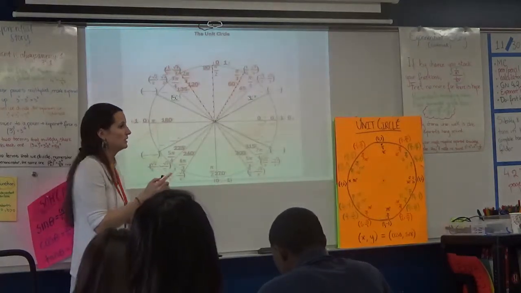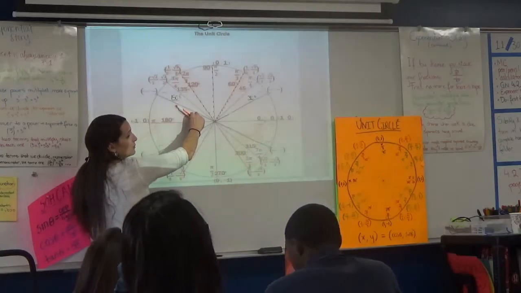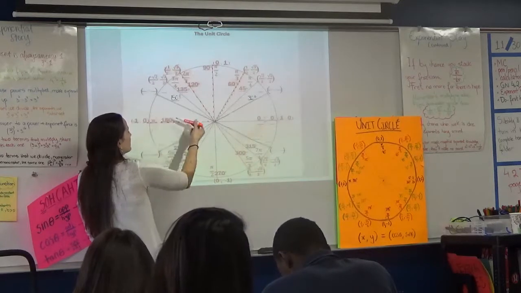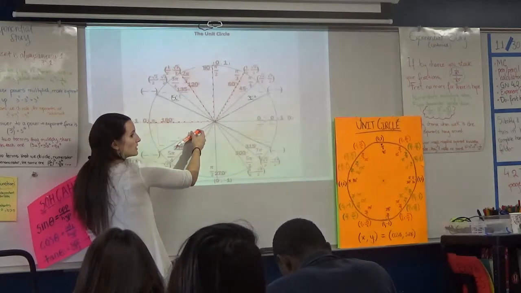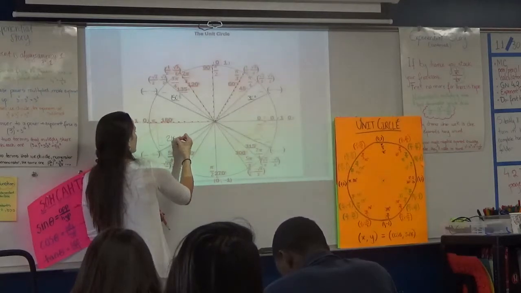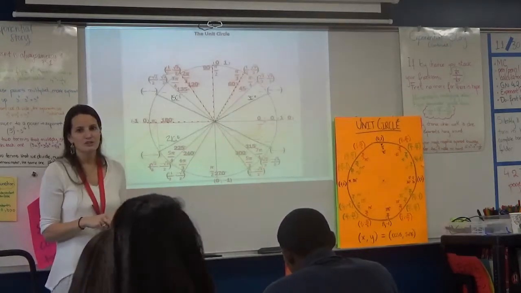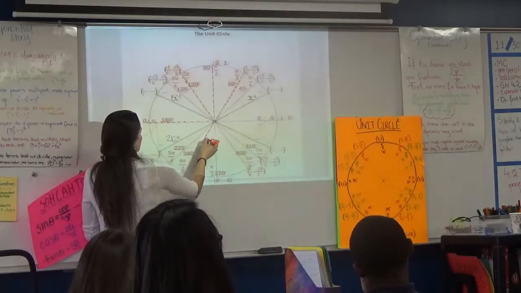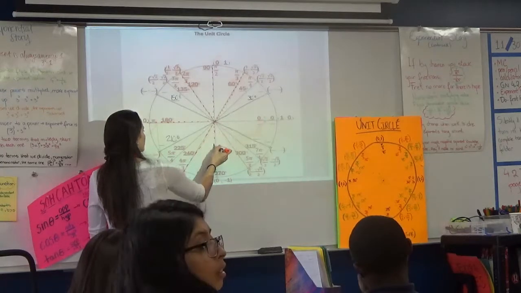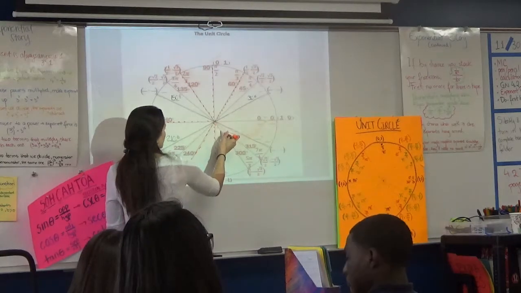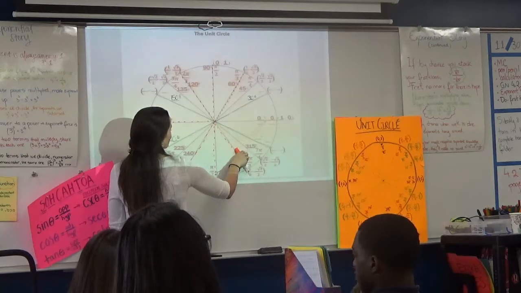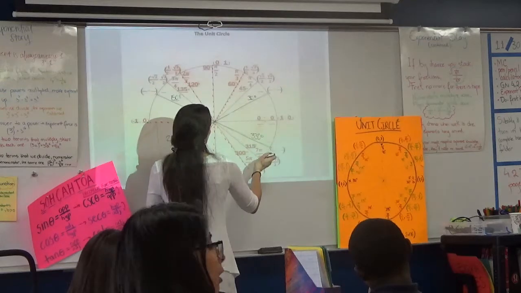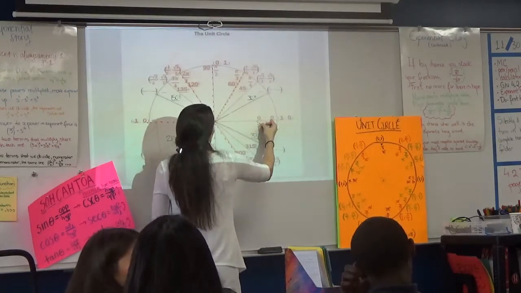Stick with me. 150 plus another 30 is 180. 30 again would be 210. 180 plus 30 is 210. Plus 30 gives me 240. Plus 30 gives me 270. Plus 30 gives me 300. Last one, plus 30 is 330 degrees. Patterns everywhere. And 360.